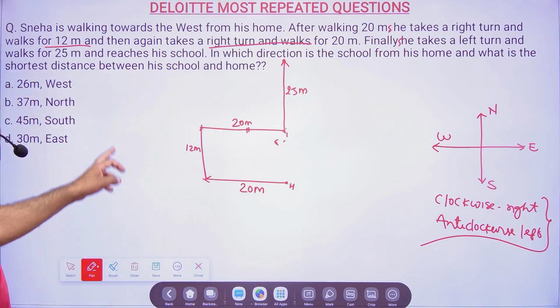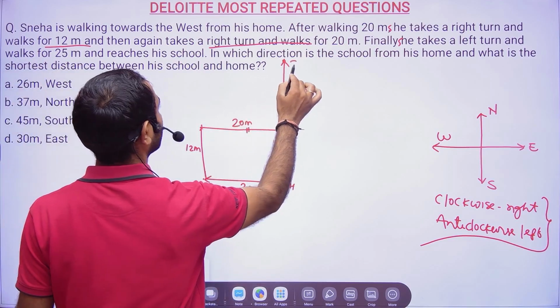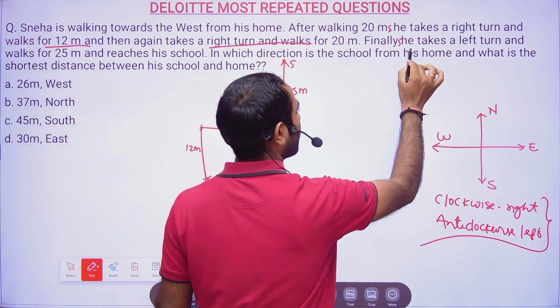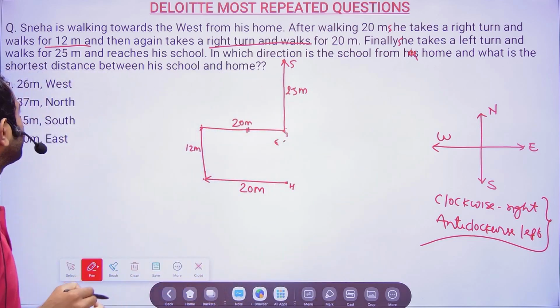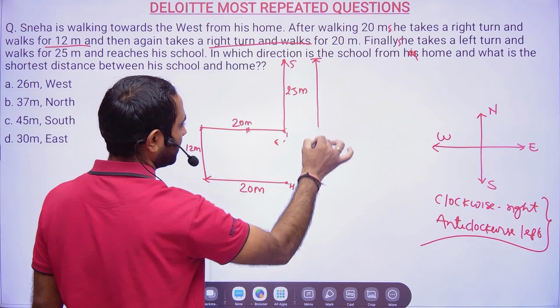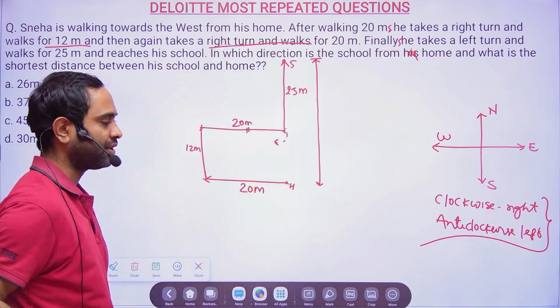So you have to tell, she is reaching the school. In which direction is the school from her home? Okay, her home. And what is the shortest distance between the school and home? So this is the school and this is the home, and this will be the shortest distance.